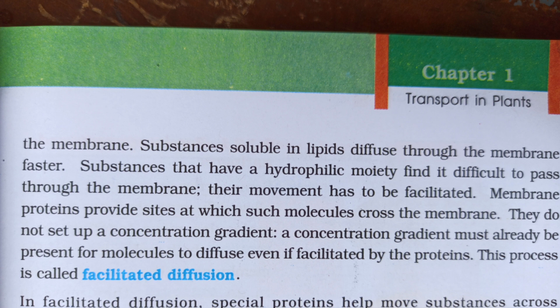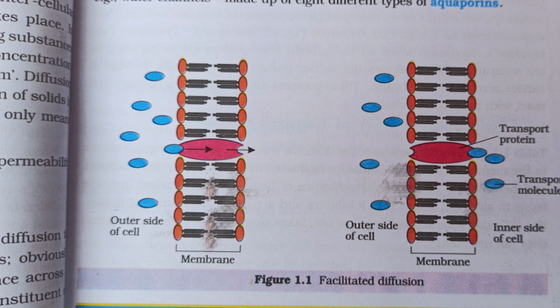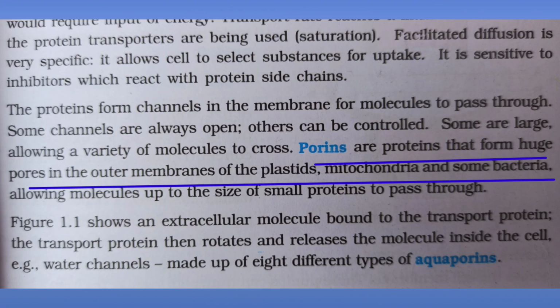Substances soluble in lipids diffuse through the membrane faster. Facilitated diffusion is very specific. It allows the cell to select substances for uptake. It is sensitive to inhibitors which react with the protein side chains. In this, a crucial role is played by porins. Porins are proteins that form large pores in the outer membrane of plastids, mitochondria and some bacteria. A question may be given in the examination: which cell organelles contain porins?